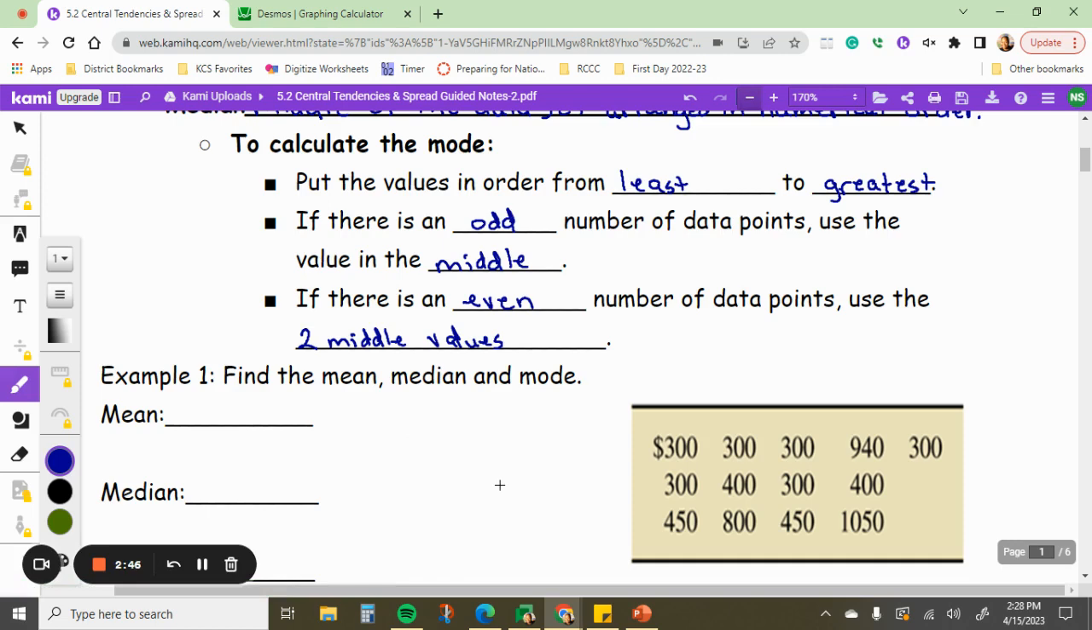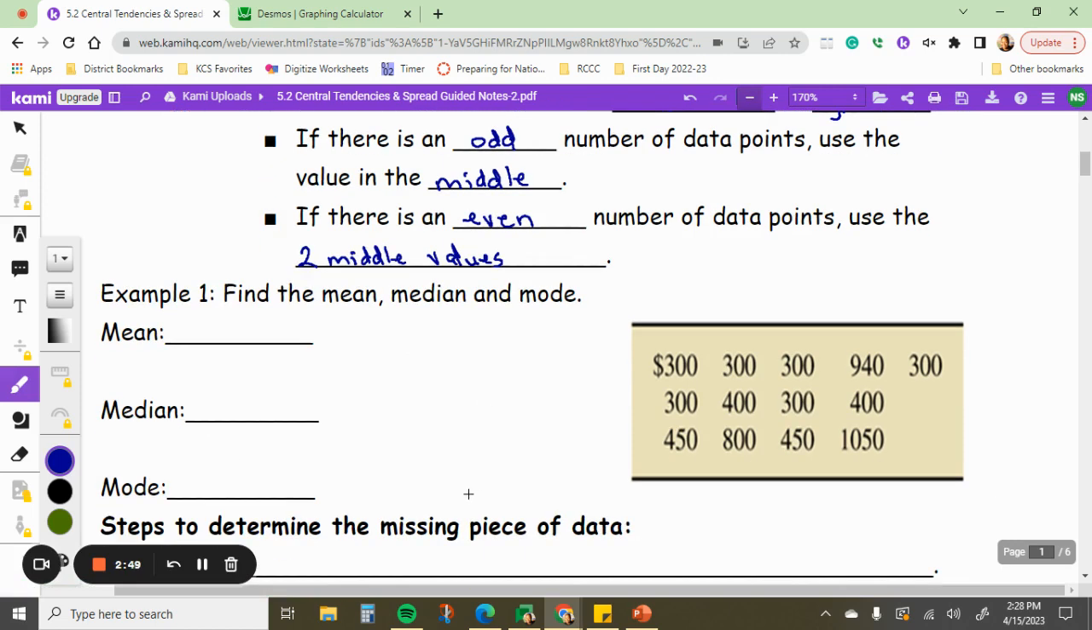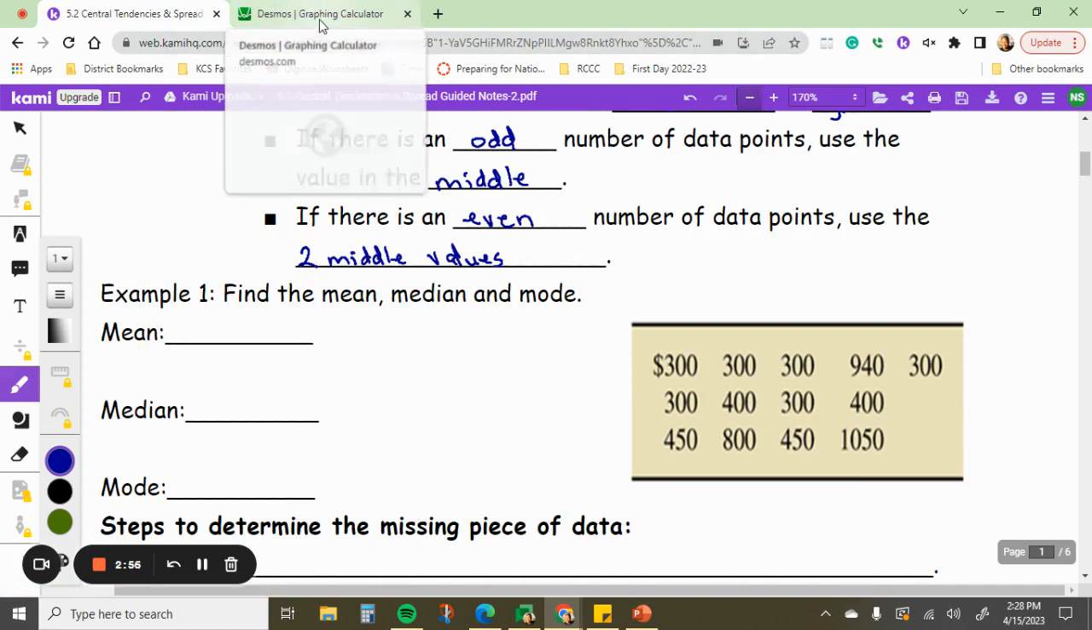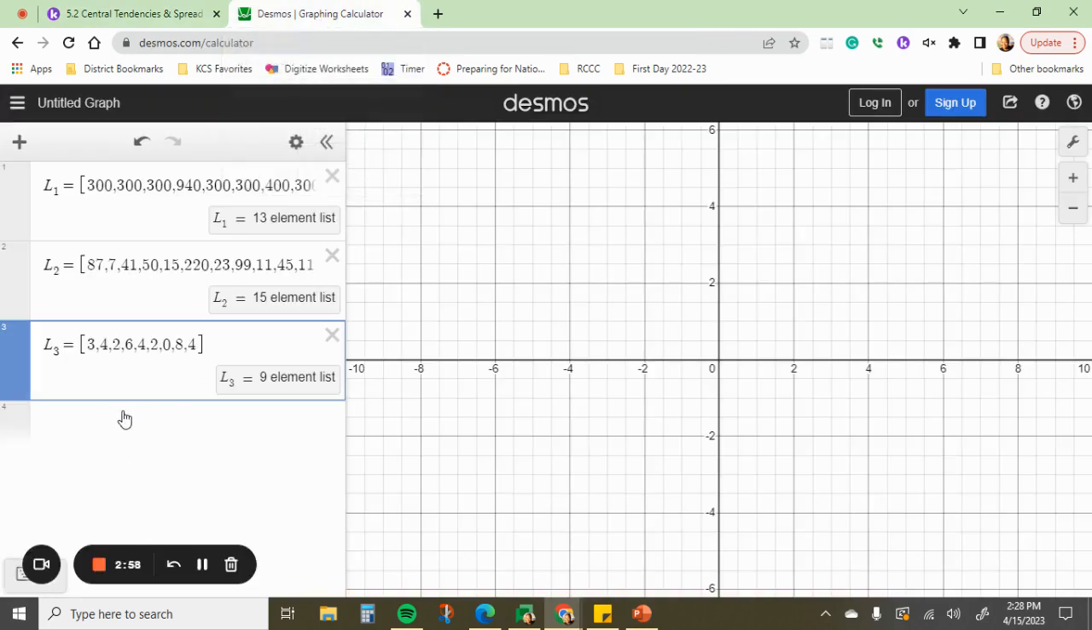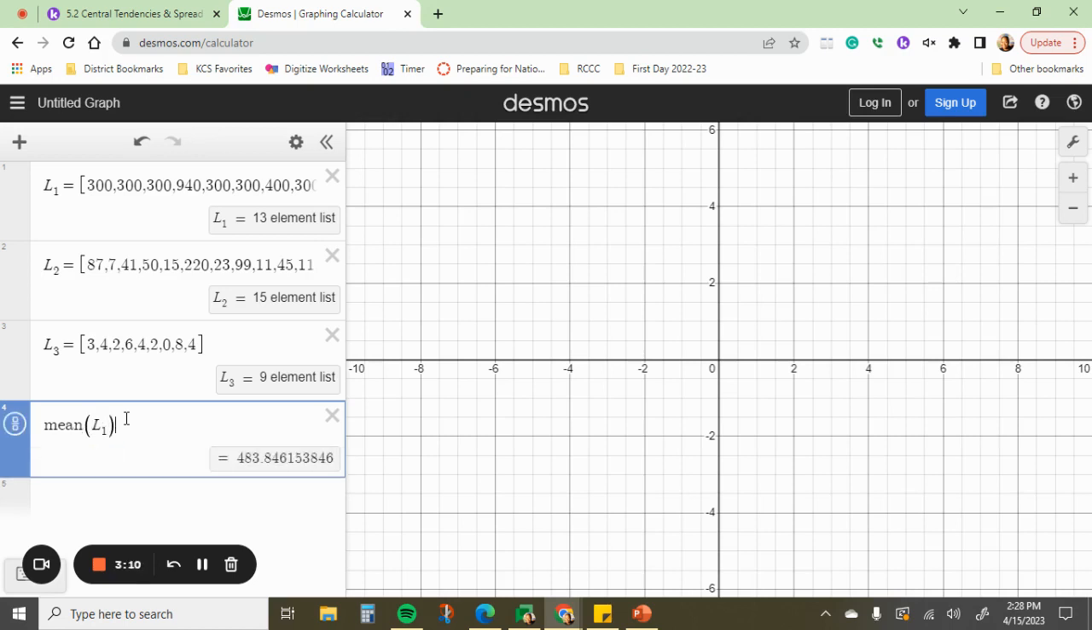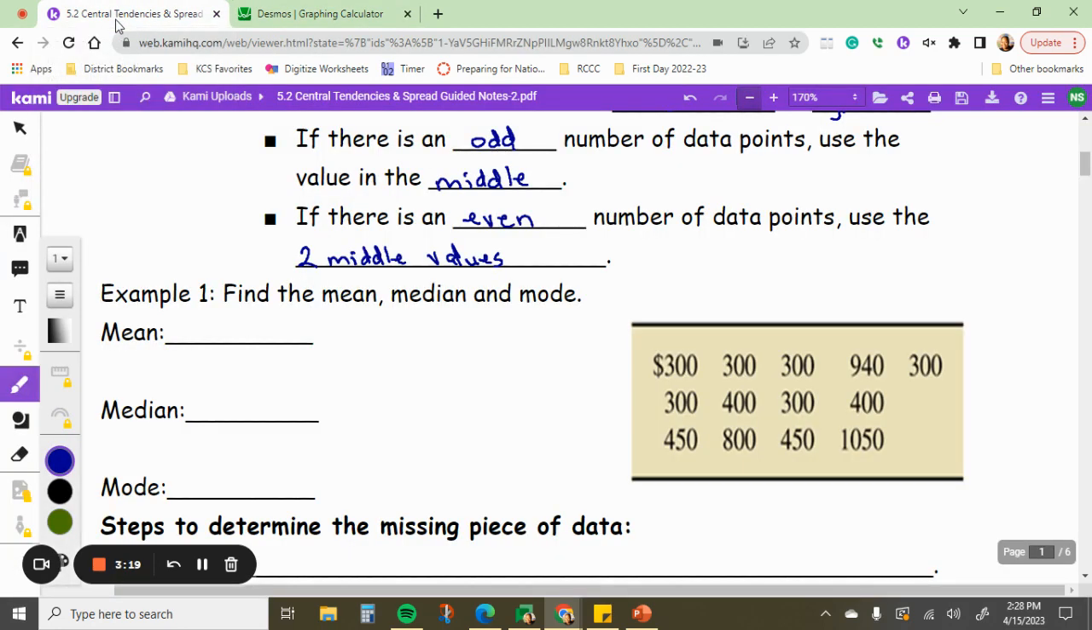Now, my questions are asking me for some basic information like the mean, median, and mode. So let's go ahead and use Desmos to bring that information up. First off, to bring up the mean, I can type in Desmos mean, and then in parentheses, L1, and it will tell me the mean. My mean is 483.8. Or if we round to the nearest whole number, we'll say our mean is about 484.